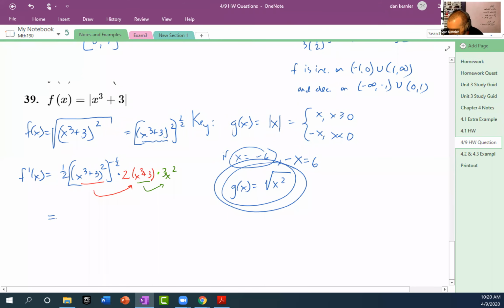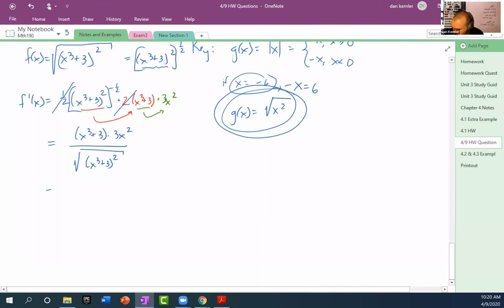All right, there has to be some simplifying here. Let's see. The 1/2 and the 2 simplify. And I have x cubed plus 3 times 3x squared over the square root of x cubed plus 3 squared. Oof, man. So what we really have is x cubed plus 3 times 3x squared over the absolute value of x cubed plus 3. That's what we have.